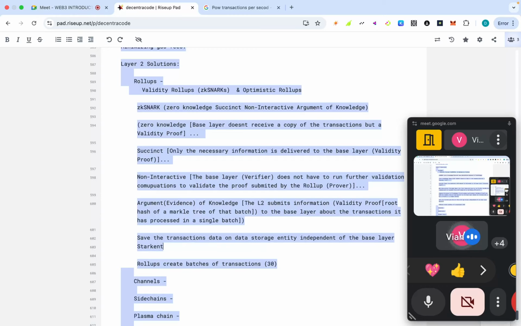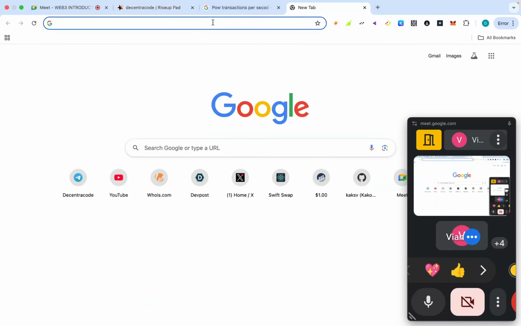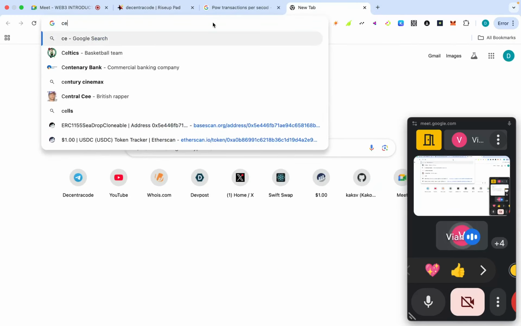So in the case of Stacknet, there's one called, I'm forgetting what it's called. Let me look it up. Just give me a moment.